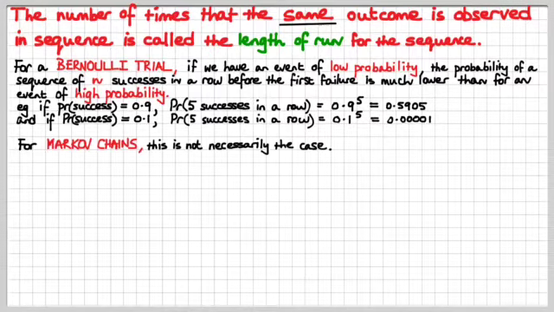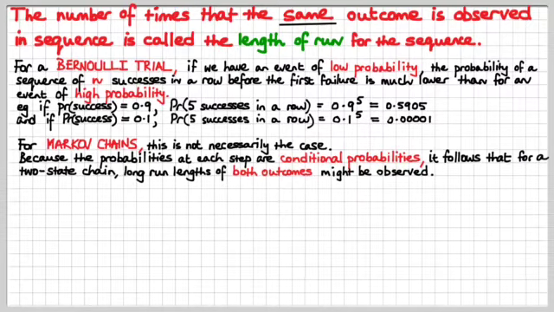Now, for Markov chains, this is not necessarily the case, not at all. Because the probabilities at each step are conditional probabilities, it actually follows that for a two-state chain, which is what we're dealing with, long run lengths of both outcomes might be observed, okay? And we're going to demonstrate that in this video.